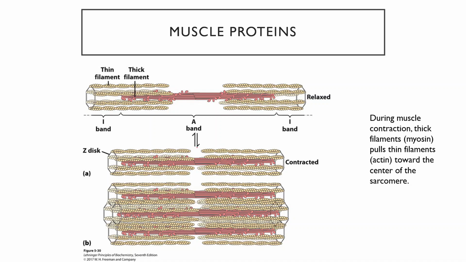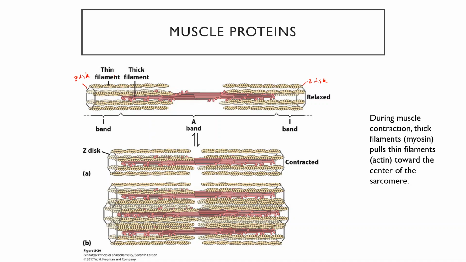So again, a sarcomere is two bundles of these myosin proteins facing in opposite directions, and then two groups of these actin filaments that are attached at the Z disc. So again, this is one Z disc, and this is the other. And the actin filaments are attached permanently to the Z discs, but they're not attached permanently to the myosin heads.